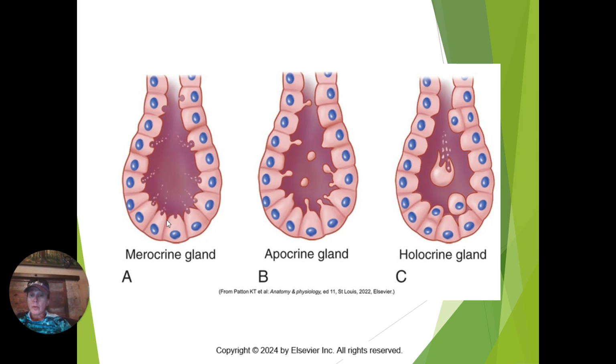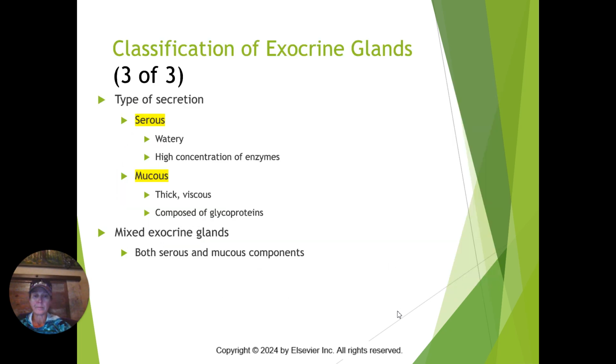Here's a schematic representation of the three types of glands based on how they get rid of their secretion. The merocrine glands just release it via exocytosis. The apocrine glands release the apical portion of their cell, and then they repair that portion of the cell after they release it. And then with holocrine glands, the whole cell is sloughed off along with that secretion within the gland.